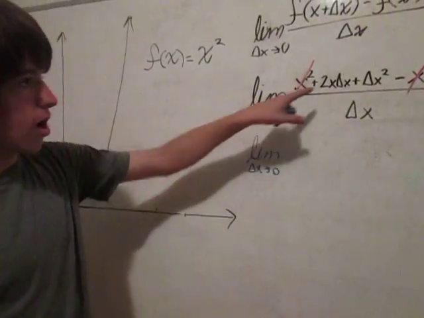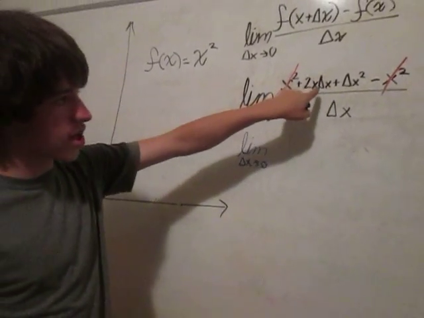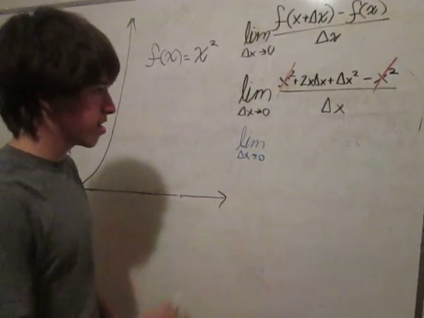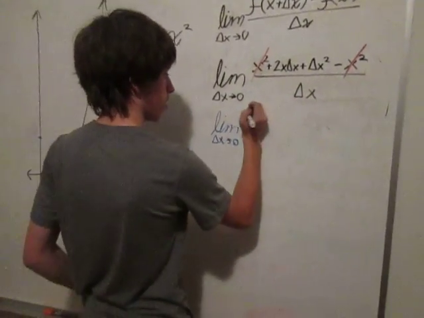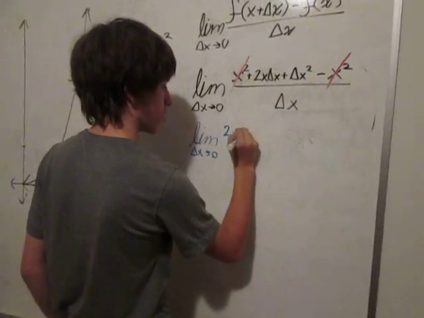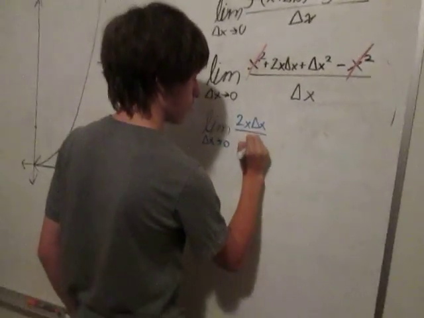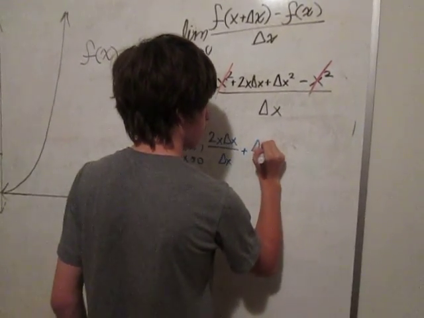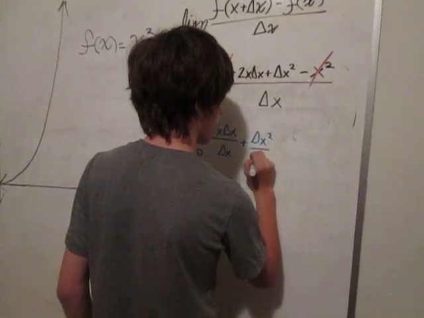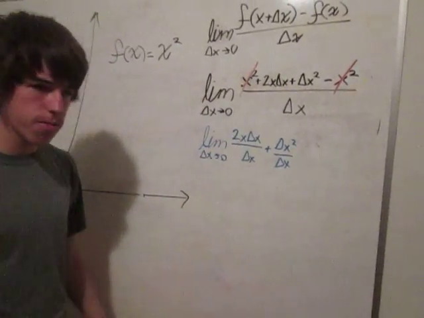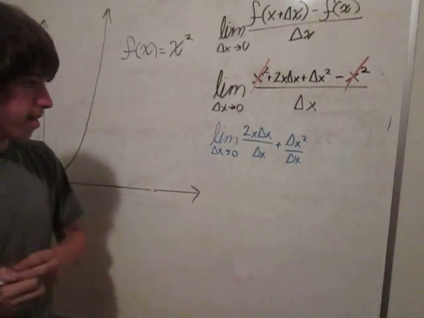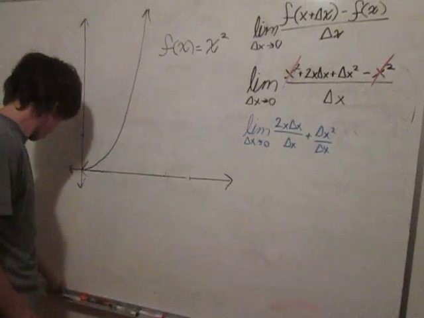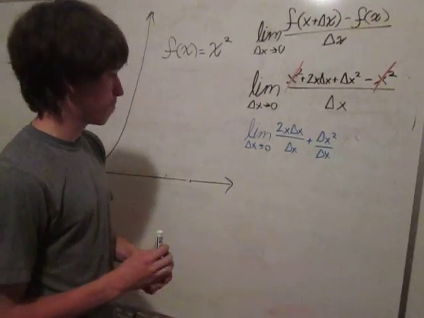As delta x goes to 0, these can be separated: 2x over delta x plus delta x squared over delta x. I'm going to write it out anyway, just in case there's someone who isn't quite sure what's going on. Now, can we simplify now? No, we're not done yet, because if we simplify now, we still get things over 0. So we need to evaluate this using this same blue marker.